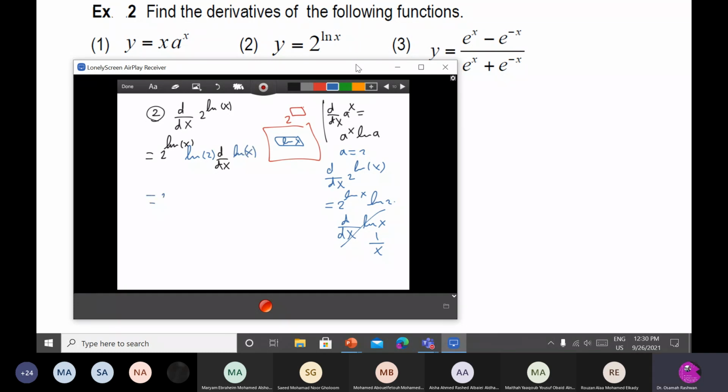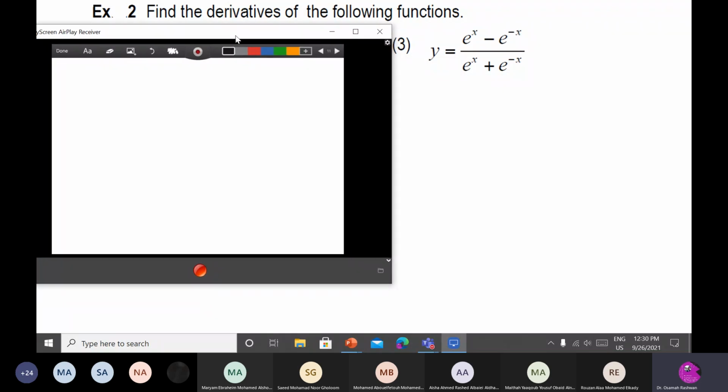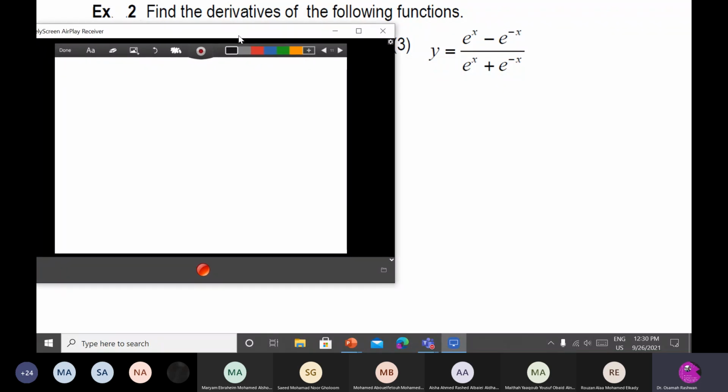So this is 2 to the ln x, ln 2. What is the derivative of this one? 1 over x. So I can write it down as 1 over x, ln 2, 2 to the ln x. Okay, this is the derivative of the second one. Yes, I know once you reach a rational function like this one, you remember you have a division rule, right?